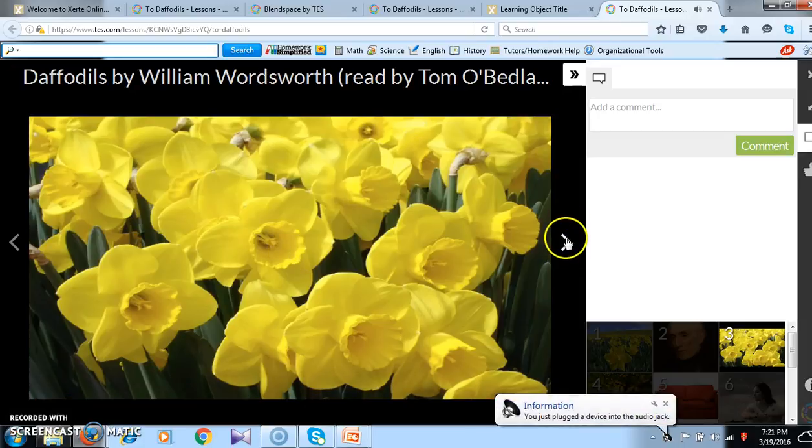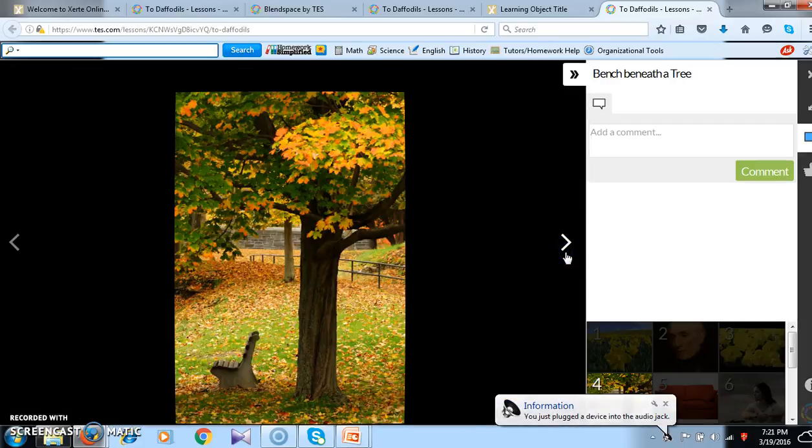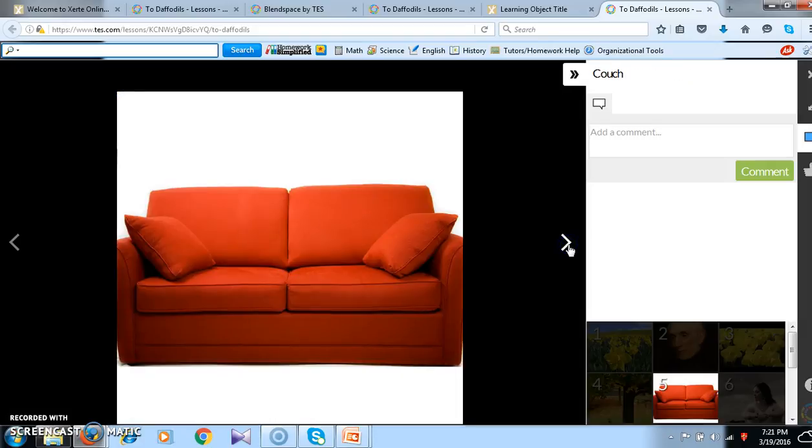Okay. Now, could you find some new words? Do you know what's the meaning of beneath? Here, there is a bench beneath the tree. A bench beneath the tree. Yes, beneath means under.